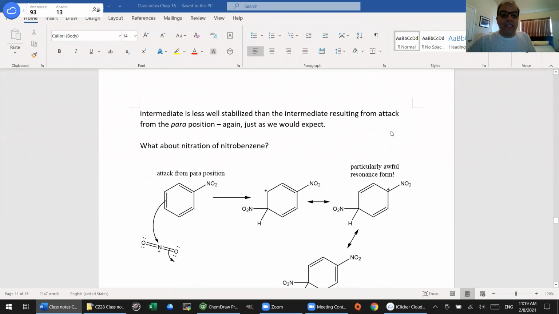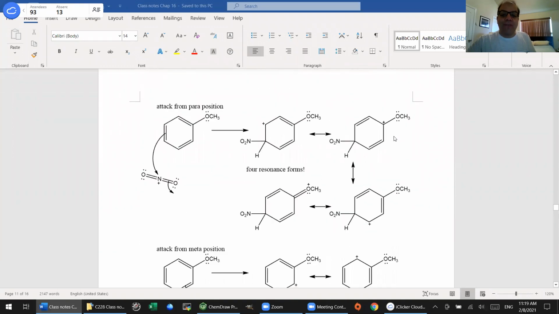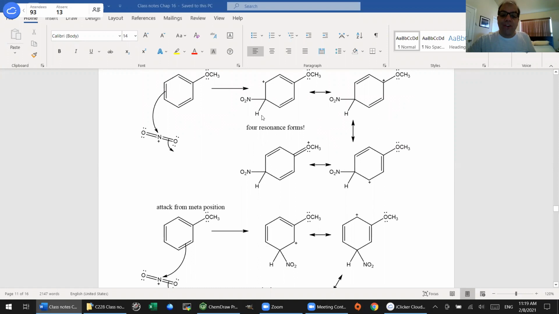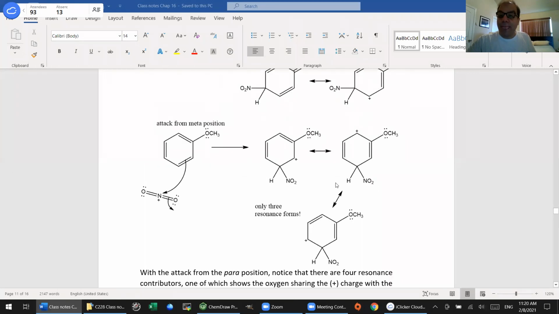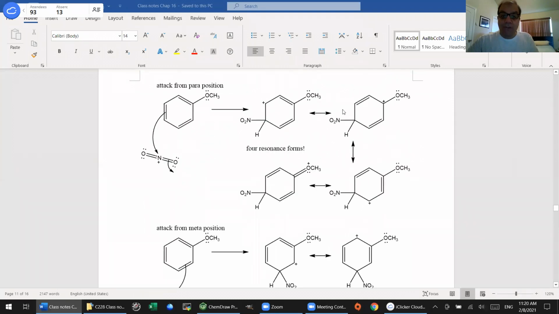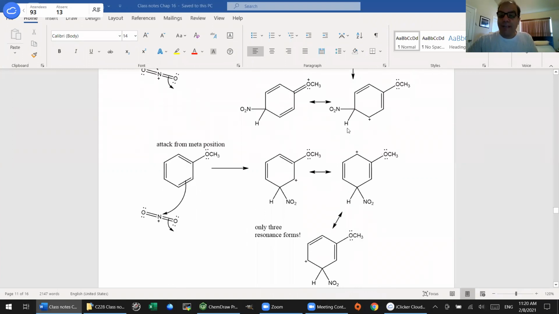So it's a little bit subtle, whereas with the ortho-para directing groups, when we look at both possibilities, we find that one intermediate is especially stabilized as opposed to the other. And so one of them looks much better than the other. So no wonder we get attack from the para position. Preferentially, you get a much better stabilized intermediate.